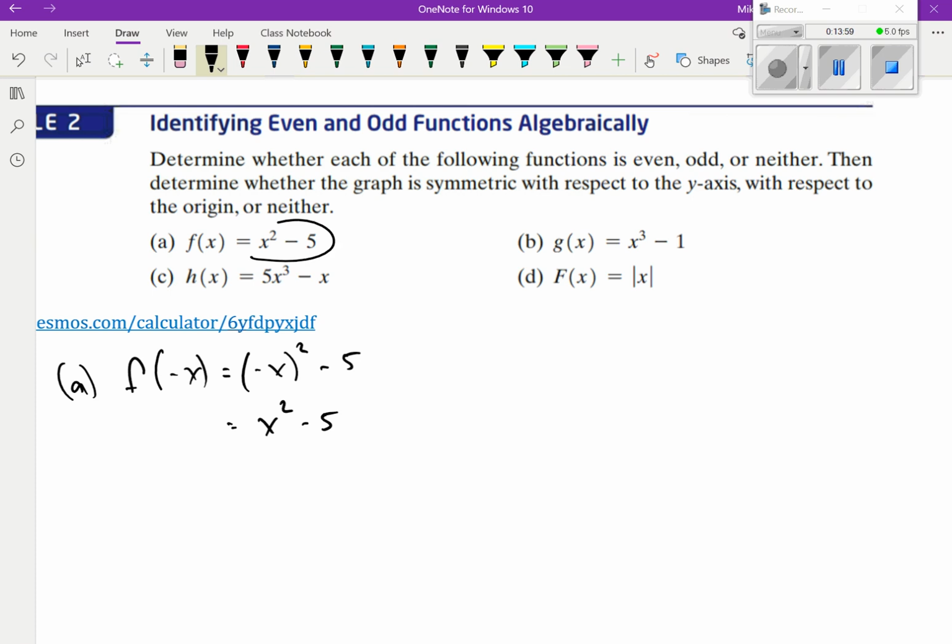But wait a minute, x squared minus 5 is the same as f of x. So what we see here is f of negative x equals f of x. Since the negative gets swallowed up, when does a negative get swallowed up? Anytime we take a negative to an even power, it'll get swallowed up and turn positive. So this particular function is going to end up being an even function.